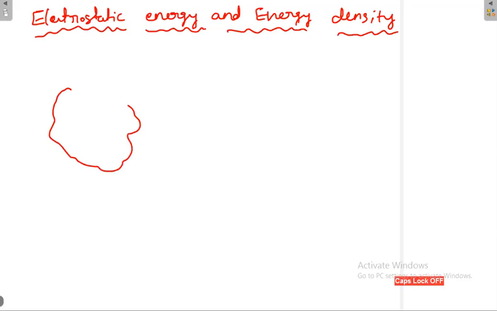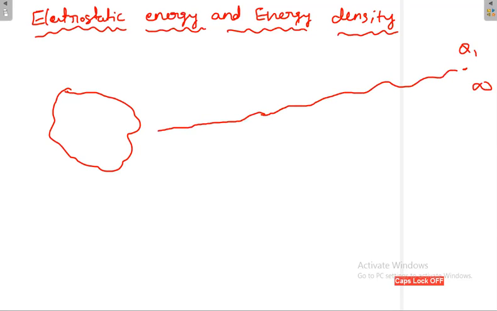What is electrostatic energy? Now, this is some space. I'm having some charge, charge 1, at infinite distance. When I want to bring this charge here, do I have to spend some energy or not? How much energy do I have to spend to bring the charge here and keep it here? The amount of work I have to spend is 0. Why? Because I am moving in free space.